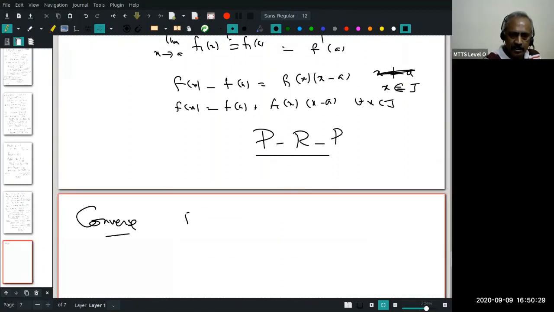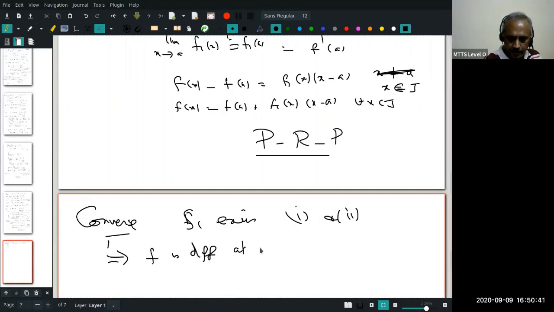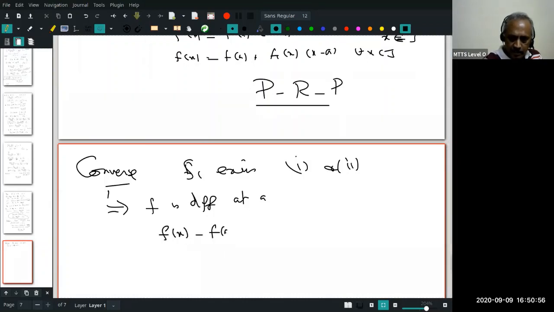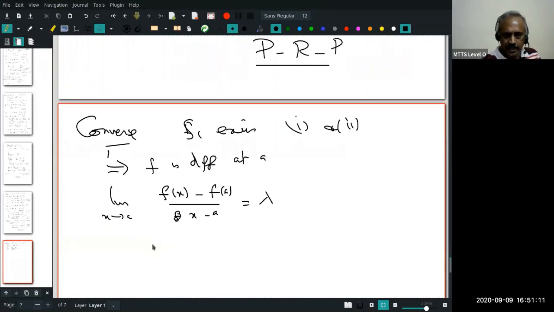Okay. Now we have to prove the converse. What is the converse? Let us assume f1 exists with 1 and 2 true. Then I have to say f is differentiable at a. Right? I have to check that. So, to check f is differentiable at a, according to our definition, what should I do? I have to show that the limit as x tends to a of (f(x) minus f(a)) by (x minus a) exists, and call it lambda. Right? Now let us do that.